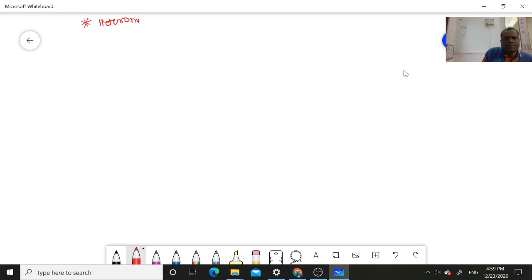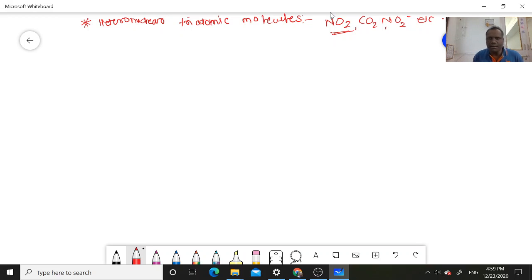Heteronuclear triatomic molecules like NO3, NO2, CO2, NO2 minus, etc. Such types of molecules are called heteronuclear triatomic molecules. Today we will see the heteronuclear triatomic molecule CO2, that is, the carbon dioxide molecule.